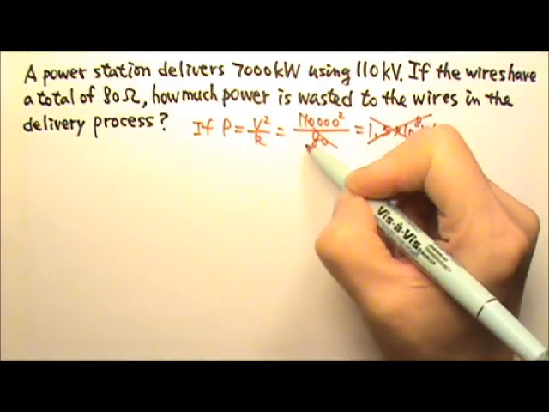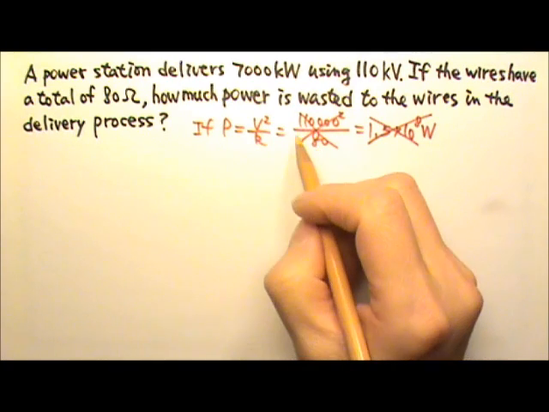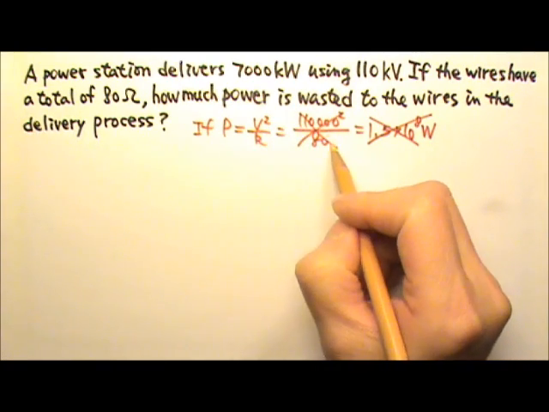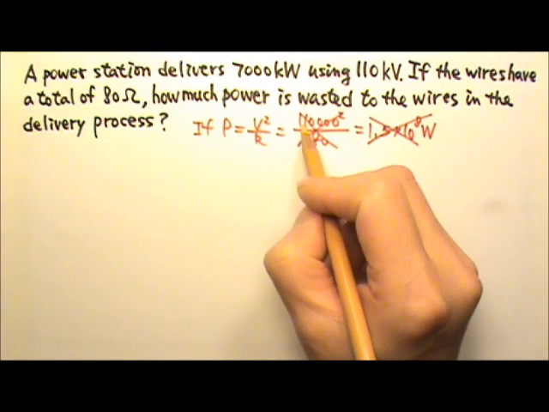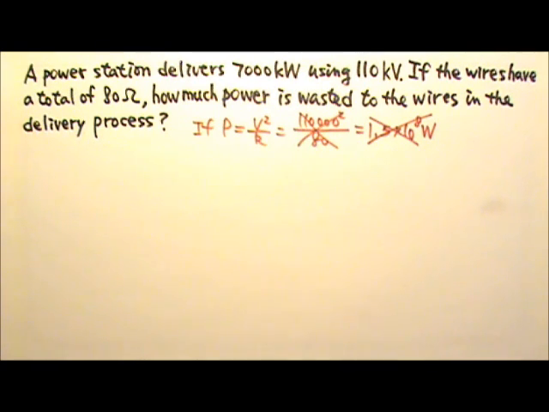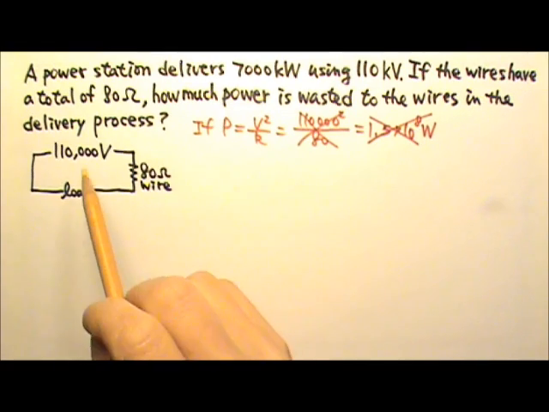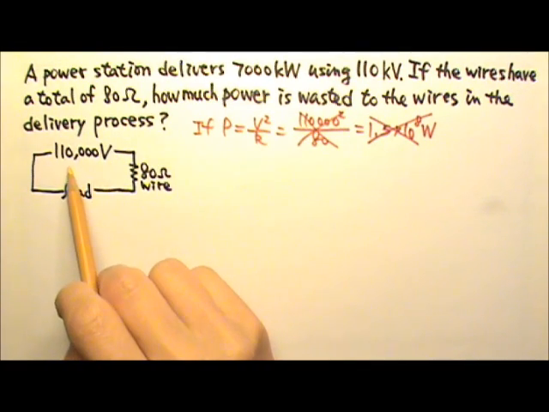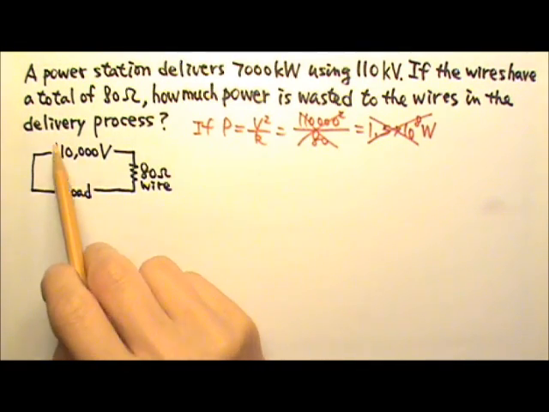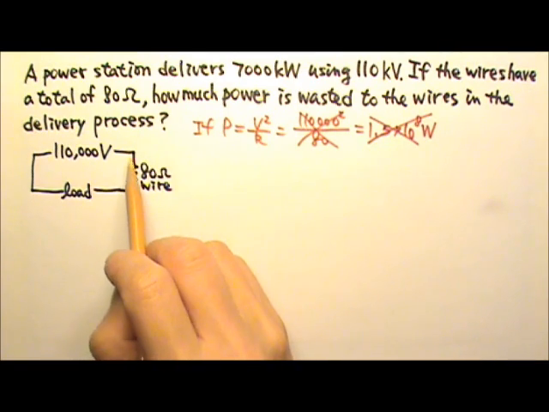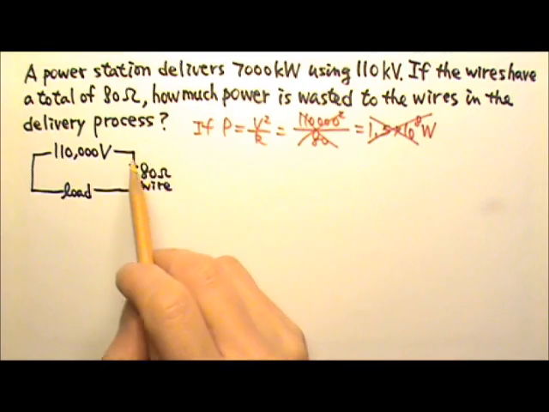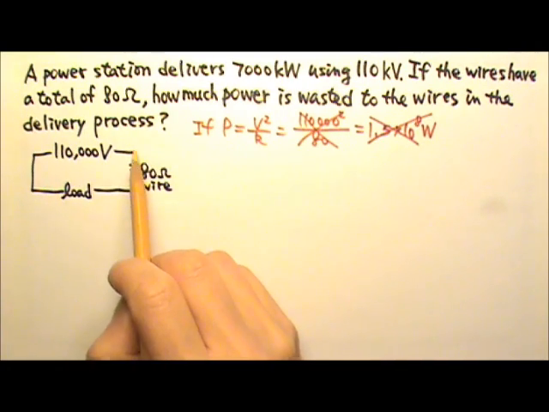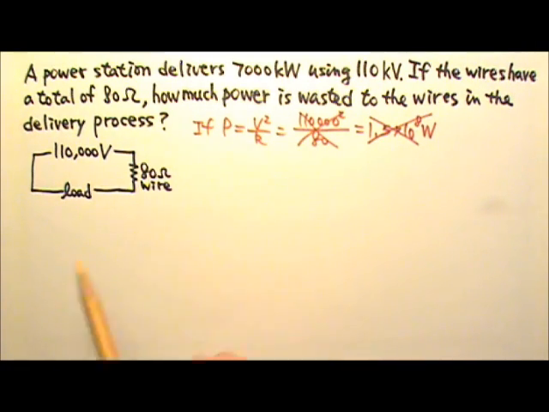This is wrong. The reason is that we use the R for the wires, but the wire does not get all of the voltage, because the circuit actually looks like this. The power station provides 110,000 volts. This is kind of like the battery. And the wire has resistance, that's 80 ohms. I'm just concentrating all the resistance in the wires right over here, 80 ohms.